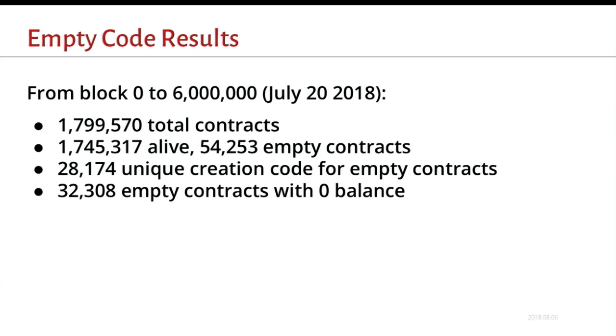The other thing to note is that about 32,000 of them were empty and had a balance of 0. So there were some that are empty that had a balance, and that was kind of weird. Because if they were destroyed by a self-destruct, they wouldn't have any balance, because it transfers all the balance to the argument.